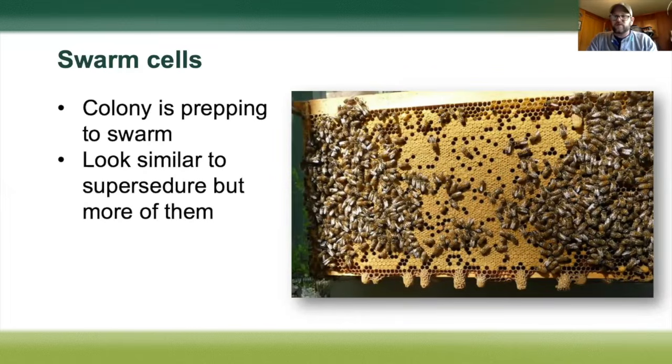Swarm cells, very different. So swarm cells are a method of colony reproduction. And this is going to result in half of the colony leaving with the old queen and the other half staying with the new queen. So this is natural reproduction. And these cells look similar to supersedure cells. There's just more of them. And like you can see on this picture right here, there's all these queen cells all over the bottom of this frame. When I think of swarm cells, I typically think of cells that are lined up on the bottoms of the frames. And the reason is that they're just trying to find space to put these cells anywhere.